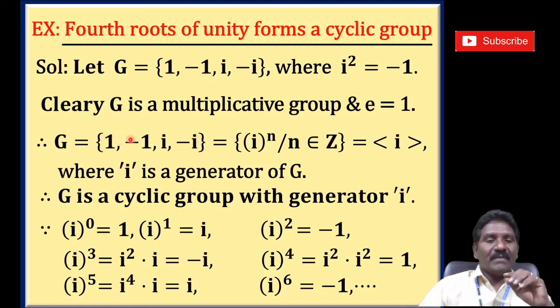Every element of G can be expressed as some integral power of a single element i, that is i power n such that n belongs to Z. This single element is known as a generator. That can be written as G is equal to ⟨i⟩. Clearly, G is a cyclic group with generator i. Similarly, we prove that minus i is also a generator of G. This is the example for cyclic group.